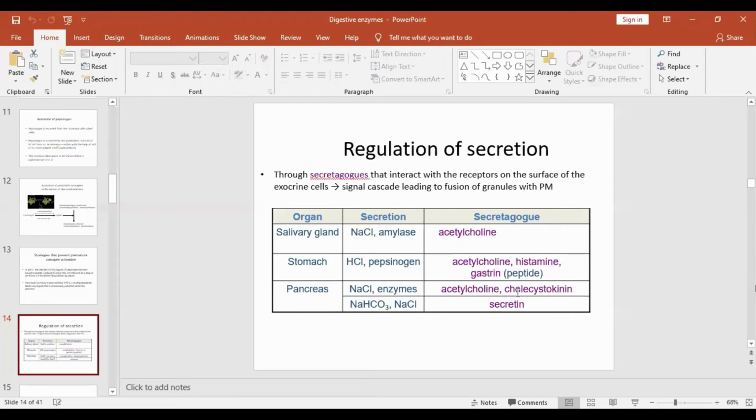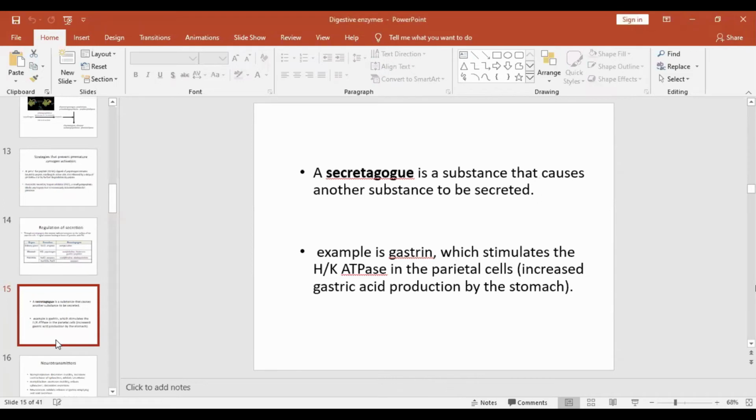They help in the secretion of enzymes, including pancreatic enzymes, and secretin. Generally, secretagogues may be neurotransmitters or hormones, and they help in the secretion of different other enzymes. A secretagogue is a substance that causes another substance to be secreted. Secretagogues in the GI tract are generally hormones or neurotransmitters.